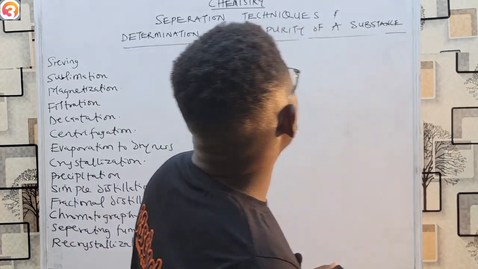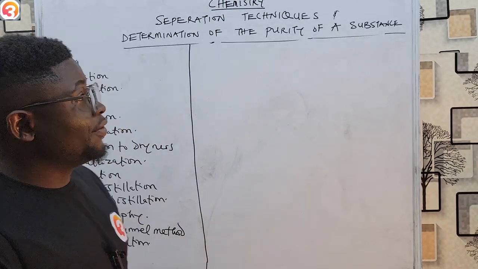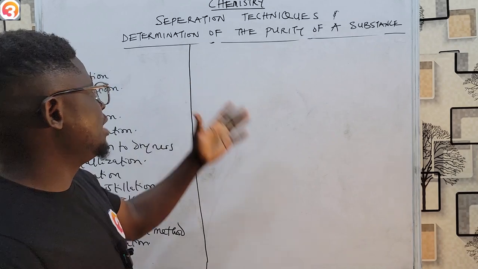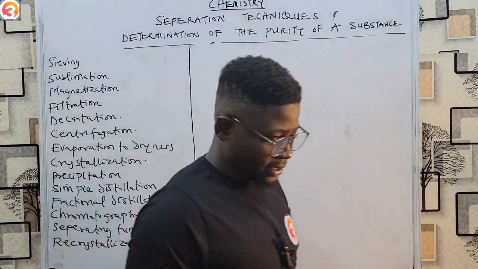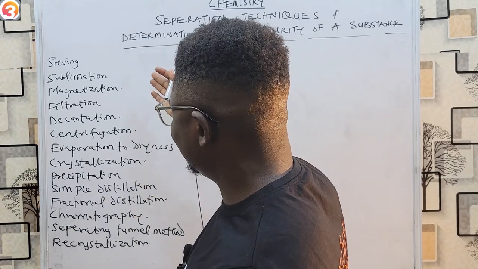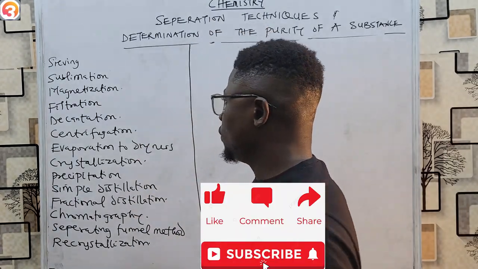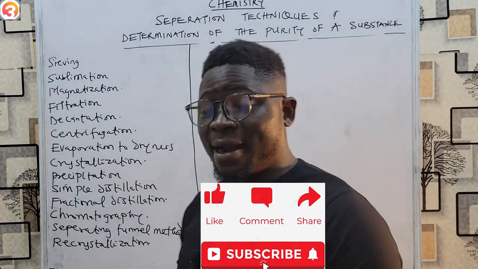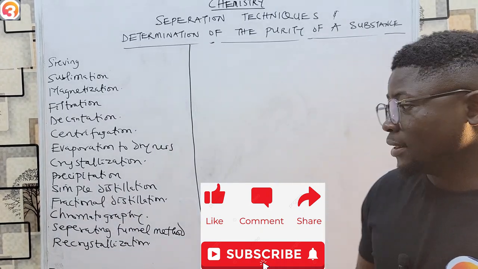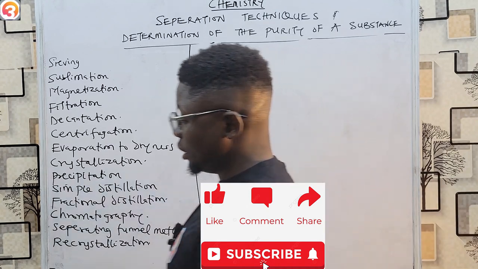And in this class, we're going to be looking at, very obviously, separation techniques and the determination of the purity of a substance. That is just a side thing, right? So these are the separation techniques we're going to be looking at. We're going to be looking at what they are. And then of course, we're going to explain to you several ways they can come out in examinations.